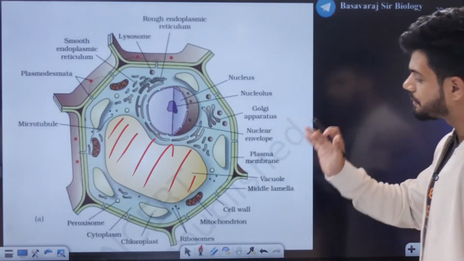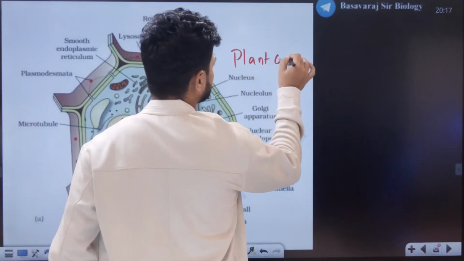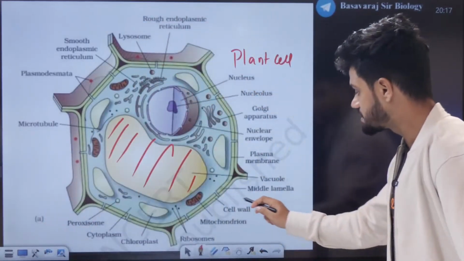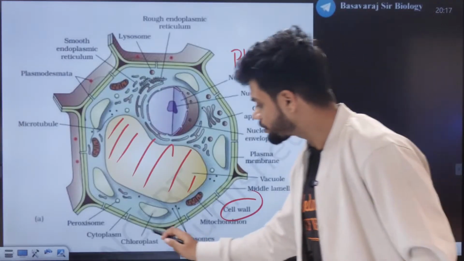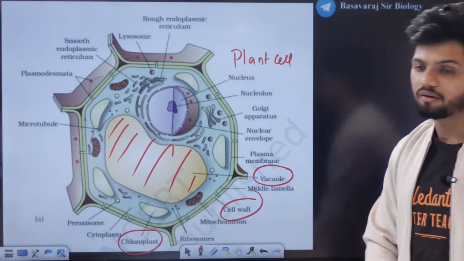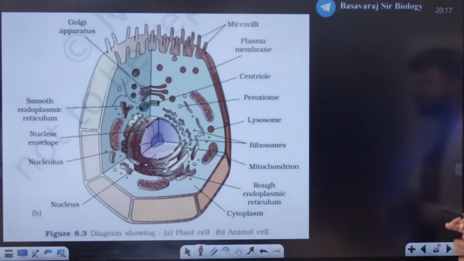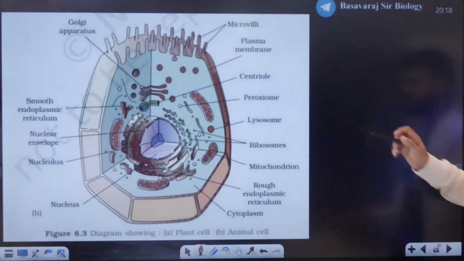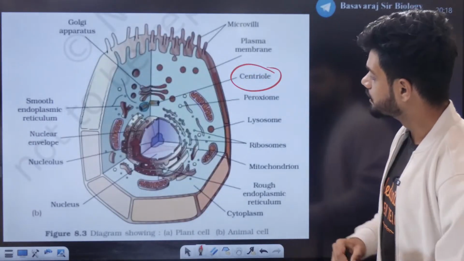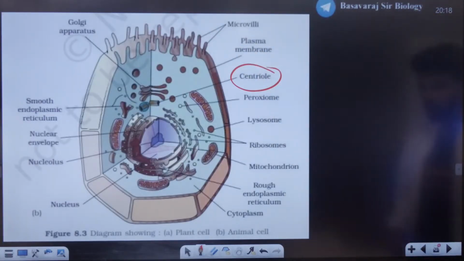Exactly. This right here is a typical plant cell. Why? First of all, the cell wall. Second, chloroplast. Third, a large central vacuole. Three different points here. And this is a typical animal cell. Why? Because there are centrioles. These centrioles are missing in plant cells.